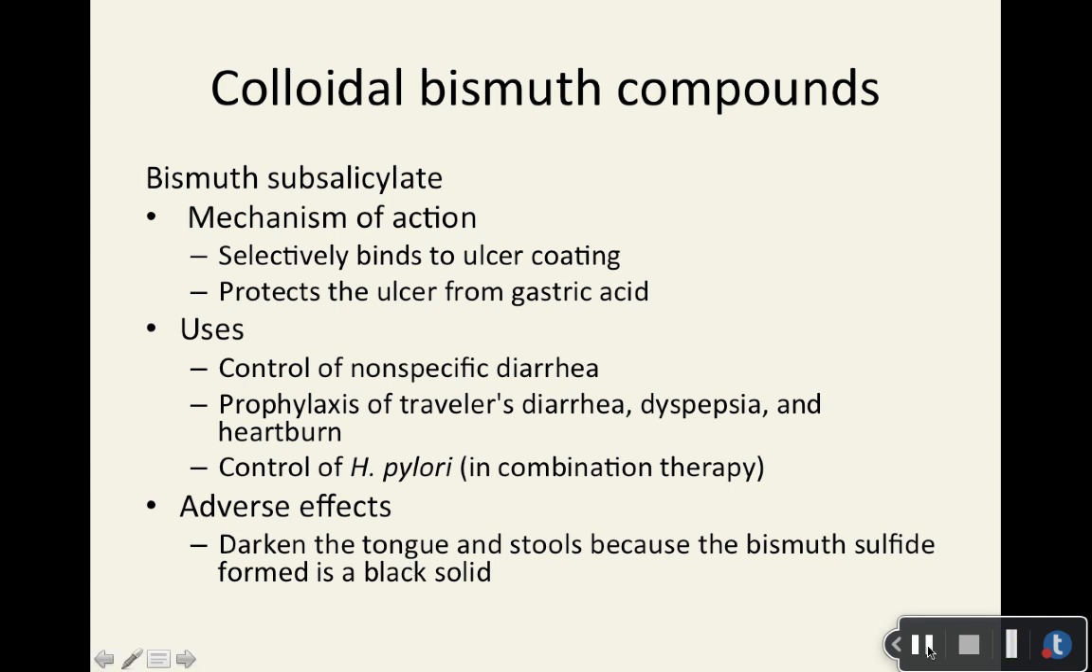Then we also have the colloidal bismuth compounds. So this is a bigger category, kind of a catch-all. The big one in this category that most people think of is Pepto-Bismol, or bismuth subsalicylate. This is that pink stuff over the counter I think everyone's familiar with and has seen before and maybe used. This is another one that selectively binds to the ulcer coating, and then it helps protect the ulcer. So again, it's kind of that blanket.